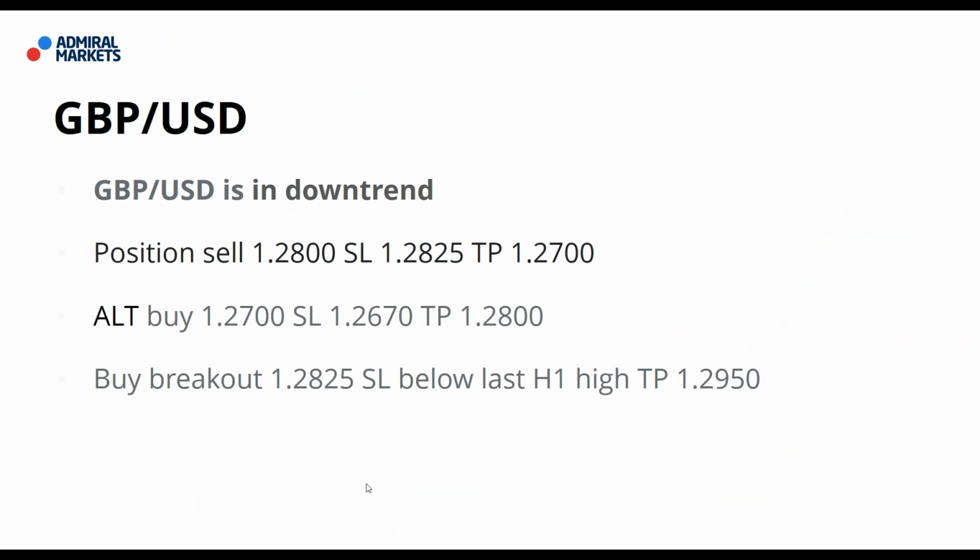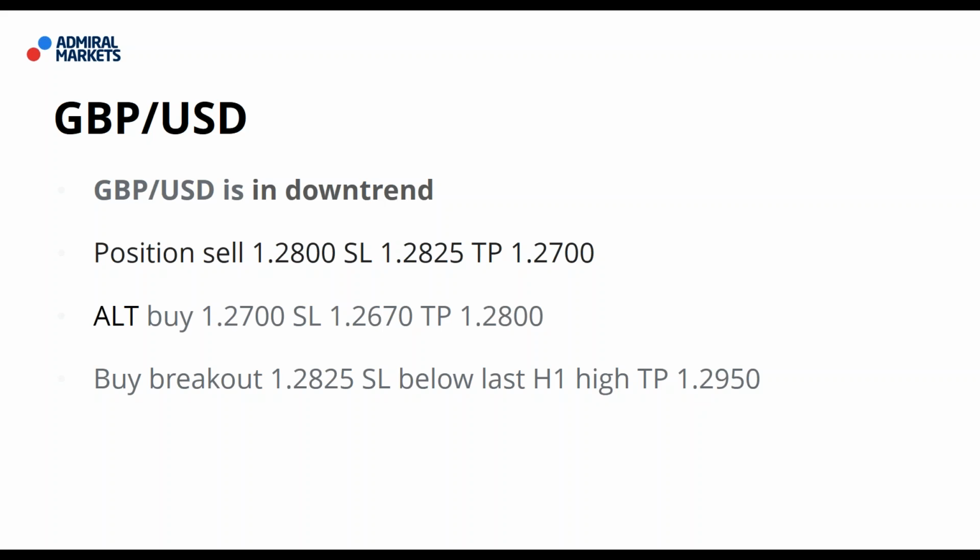Pound dollar is in downtrend. We might see a sell position here. Sell position 2800, 2825, stop, TP 2700. Alternative buy position here also, with a stop of 2670. Okay, it's also important to notice, and possibly a buy breakout at 2825. Yes, also a possible breakout trade. So stay tuned for this.